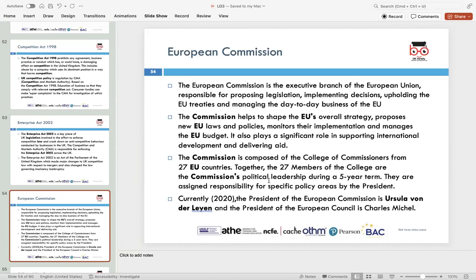This is talking about the College of Commissioners, with one from each of the 27 member countries that make up the European Union's Commission. During the course of a 5-year tenure, the political leadership of the Commission is comprised of the 27 members of the college coming together. It is the president who assigns responsibility for particular policy areas to them.